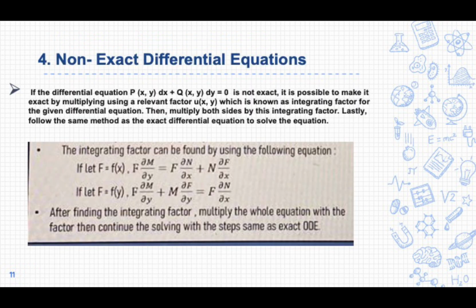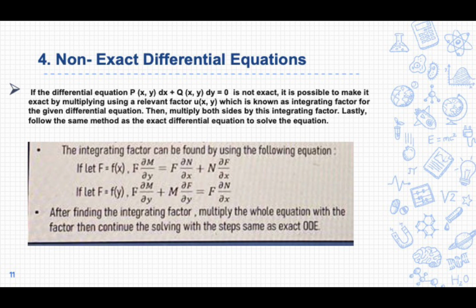Number 4 is the non-exact differential equation. If the differential equation is non-exact, it is possible to make it exact by multiplying by a relevant factor, which is known as the integrating factor. It can be found by using the following equation below. After finding the integrating factor, multiply the whole equation by the factor, then continue the solving steps, same as the exact ODE.